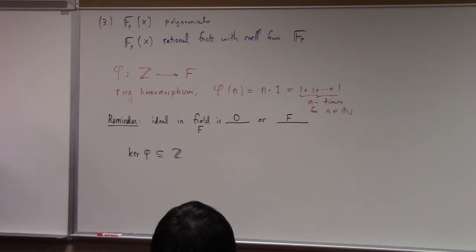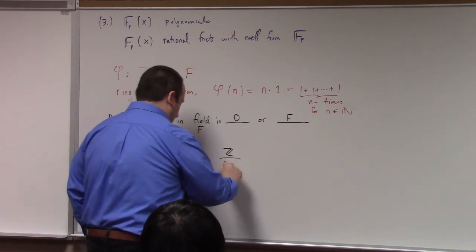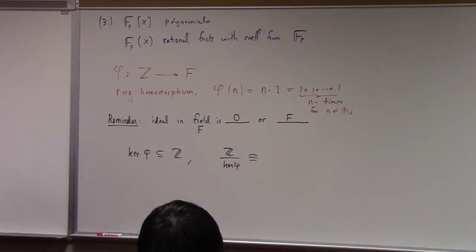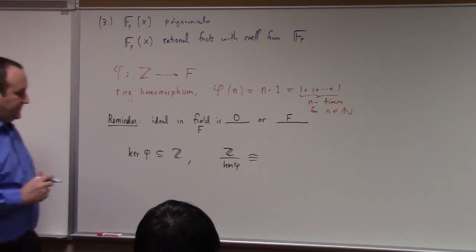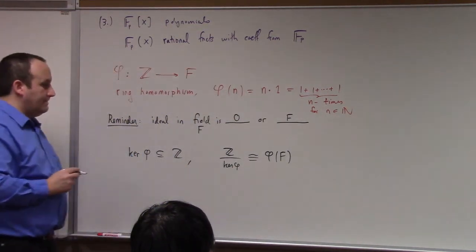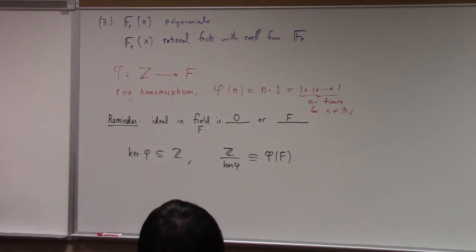Sorry, I'm getting to a point here. So if we look at what happens with phi, Z mod the kernel of phi would be isomorphic to what? The image, phi of Z.